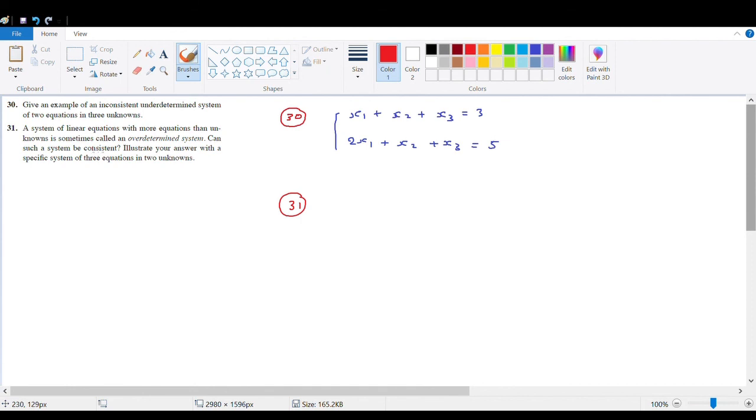31. A system of linear equations with more equations than unknowns is sometimes called an overdetermined system. Overdetermined, we have more equations than unknowns. Can such a system be consistent? Illustrate your answer with a specific system of three equations in two unknowns.